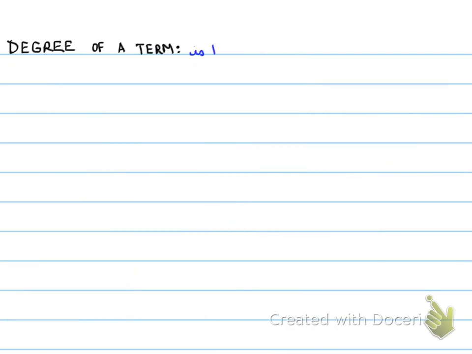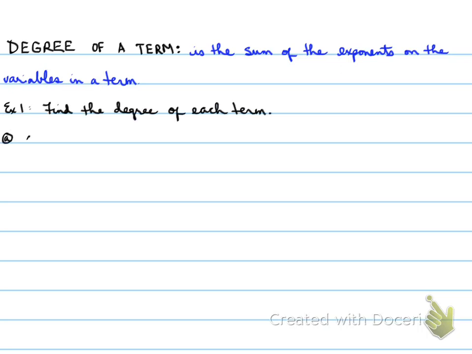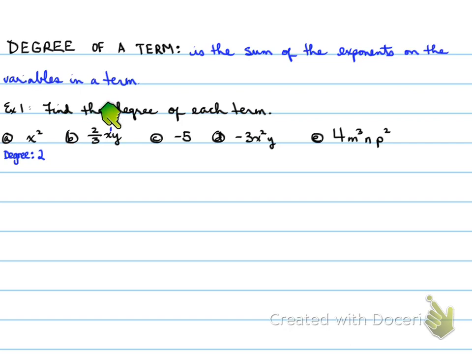The degree of a term is the sum of the exponents on the variables in a term. Example 1. Find the degree of each term. So we have a bunch of terms here, and we want to find the total sum of the exponents on the variables. So we have x squared, the sum for this, there is only one exponent, so the degree is 2. The next one, there is a 1, and then a 1 also on the y as well. Because of the 1 and the 1, that makes this have a degree of 2.